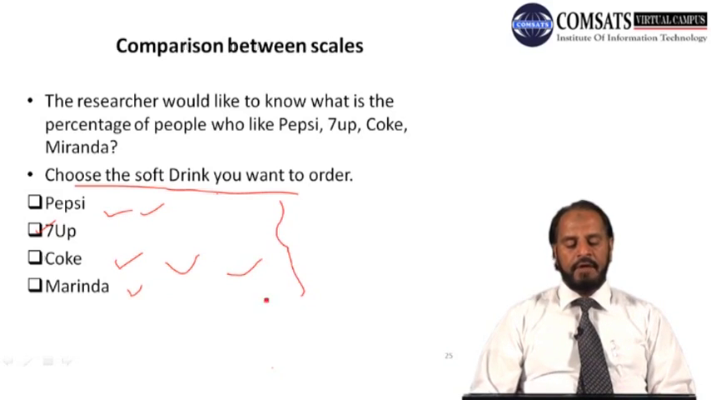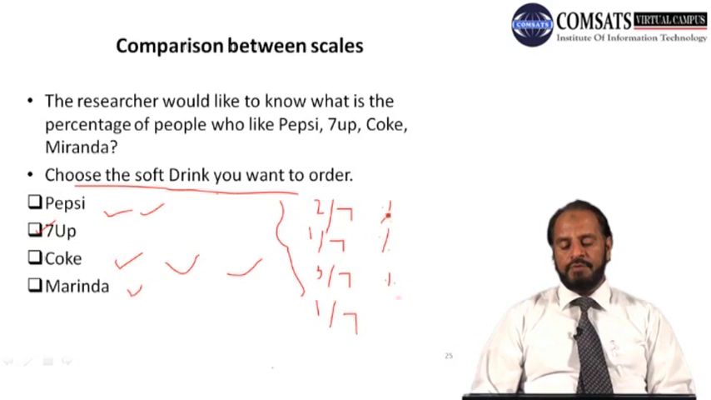You can easily find out there are 1, 2, 3, 4, 5, 6, 7. So we have 2 out of 7 here, 1 out of 7 here, 3 out of 7 here, and 1 out of 7 here. Based on that we can easily find out which is the most preferred. I mean, we can find out the percentage of people who are using this, the percentage of people using this, and the percentage of people using this soft drink.